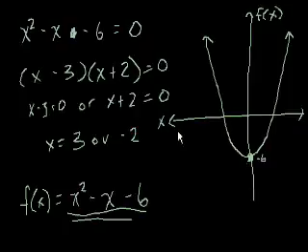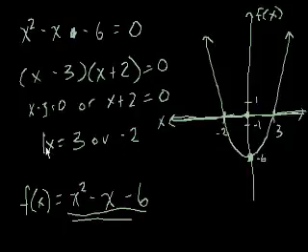And I know that when f of x is equal to 0, that's along the x-axis, right? Because this is 1, this is 0, this is negative 1. So this is where f of x is equal to 0 along the x-axis. And we know it equals 0 at the points x equals 3 and x equals minus 2. That's actually what we solved here.